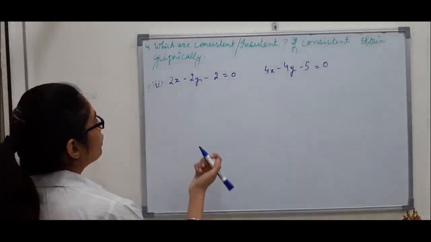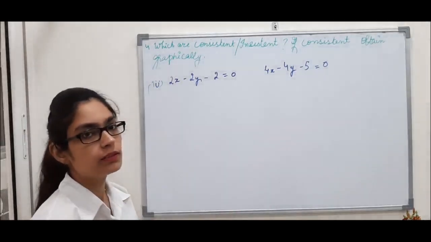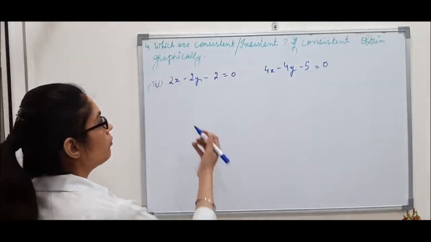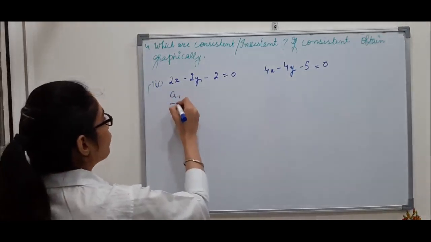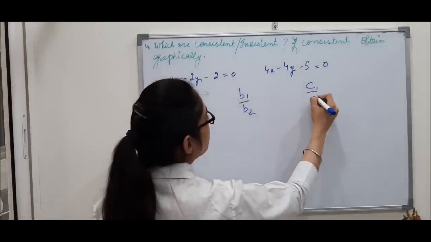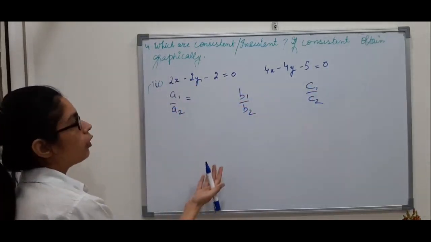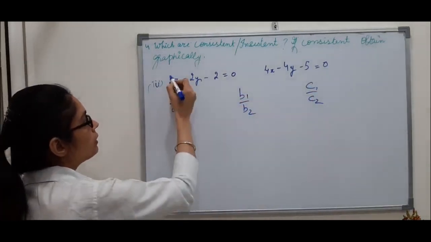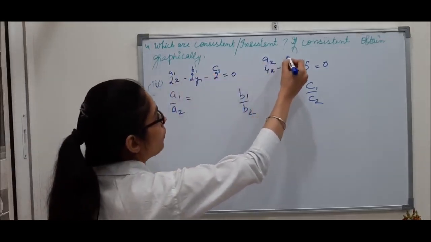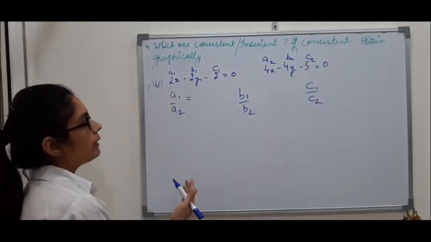So this is the fourth part of the fourth question. We have to find out whether it's consistent or inconsistent. If we get it consistent, then we have to plot a graph and find the values of x and y. So let's quickly write a1 by a2, b1 by b2 and c1 by c2. a1 is 2, so directly we can write it now because we have already learned how to see. This is a1, b1, c1, a2, b2, c2. You can mark or write it down if it makes it easy for you.